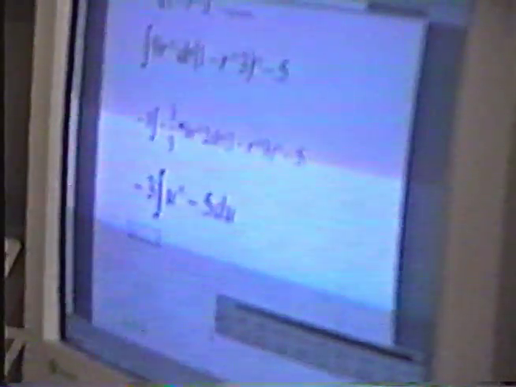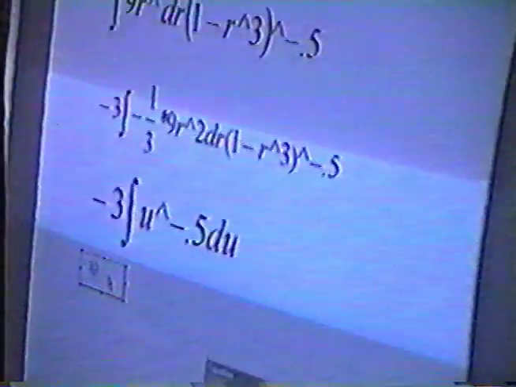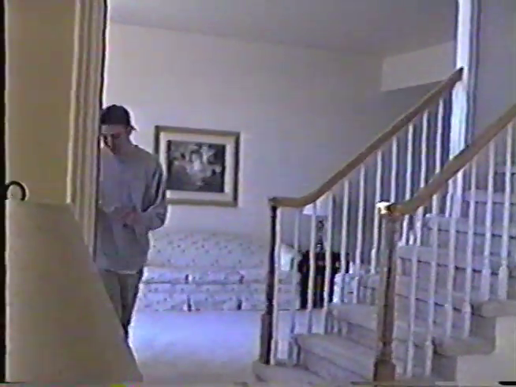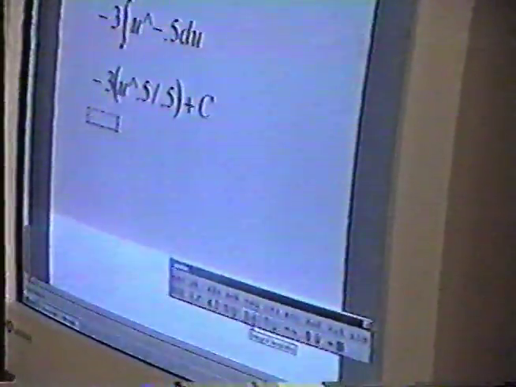I'm sick of all these equations. Can't we just get to the answer? Patience. Where'd that C come from? What does it mean? That's the universal constant of integration. You gotta put that in all your equations.